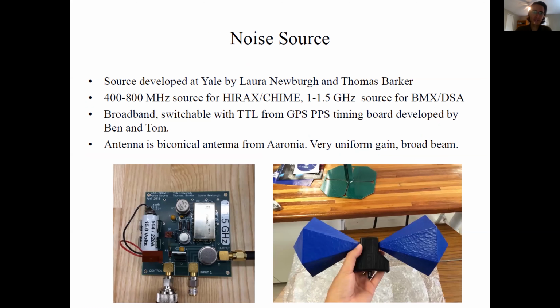The source that we're using is a homebrew. So this was developed by Yale, by Laura, and an electrical engineer here, Thomas Barker. This calibration platform is designed to be used for a number of different experiments. So for HIRAX and CHIME, which are the same frequency band, but then potentially also for other instruments such as DSA and BMX, which I mentioned, which are similar 21 centimeter frequency ranges, but different band. And then the antenna that we're using is this biconical antenna from a company called Aaronia in Germany.